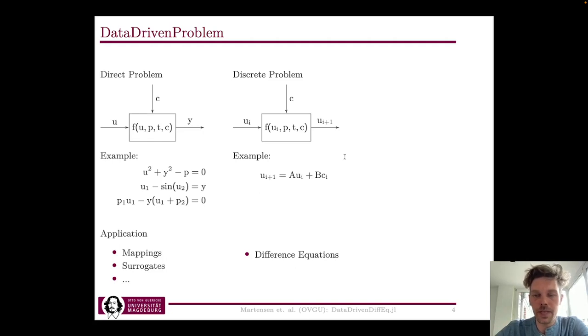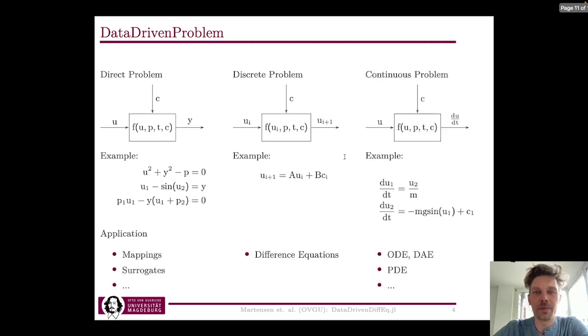And to complete our three predefined problem classes, we have also the continuous problem. And here we just switch out the target variable with the time derivatives of the state space. And of course, we have ordinary differential equations, like here, for example, the pendulum, or differential algebraic equations, or even partial differential equations.